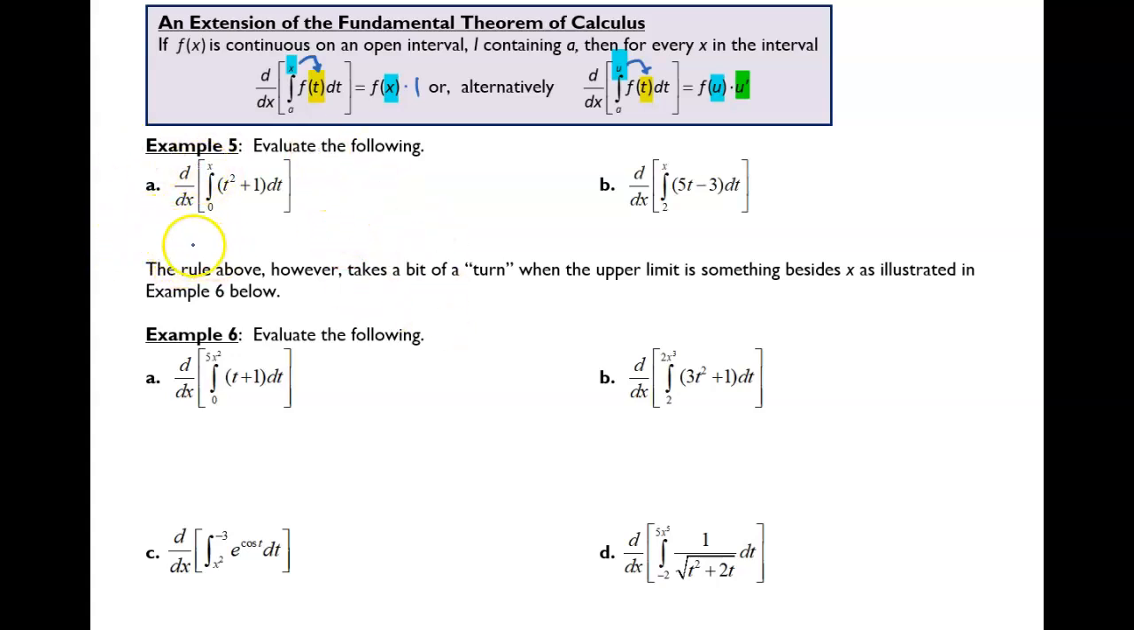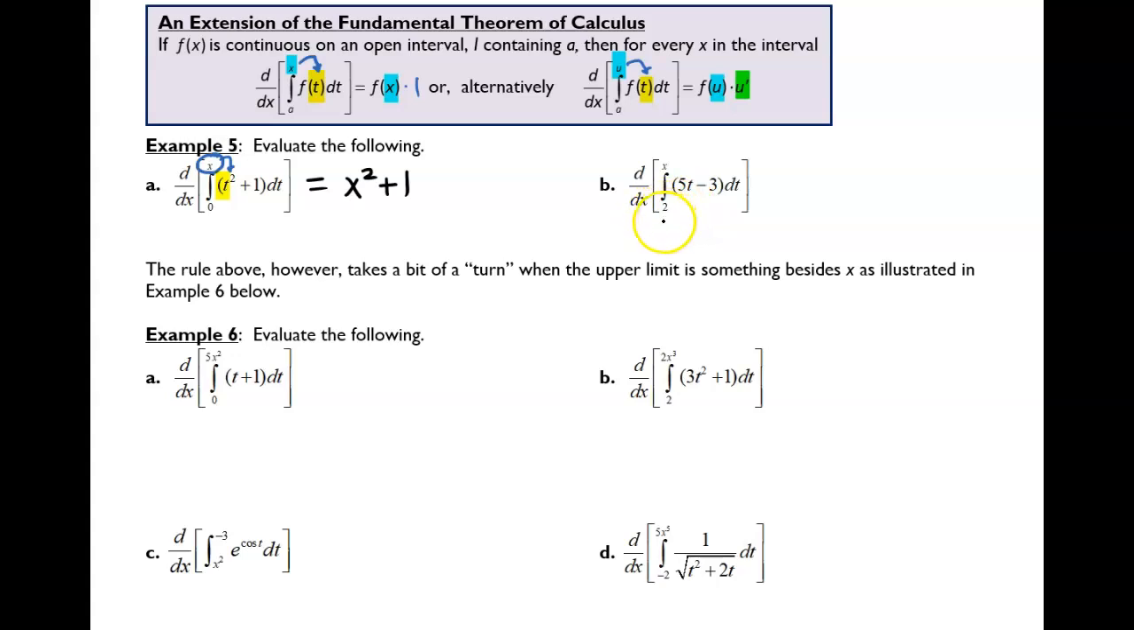So in example 5, we have the derivative of the integral from 0 to x of t squared plus 1 dt. The derivative of the integral, all I'm going to do is take the x, plug it in for the t. So I see the t here, t squared plus 1. All I'm going to do is replace the t with an x. This is just x squared plus 1. So remember, this is just going back to saying, like, if g is this integral, then g prime is just that function inside. All we're doing is changing the variable.